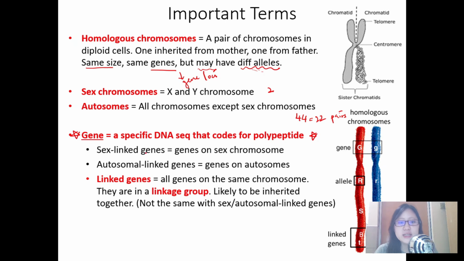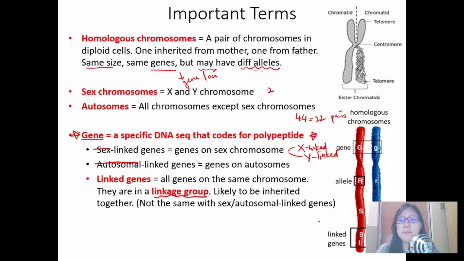Now, when we say a gene is sex-linked, this means that a gene is on the sex chromosome. There are X-linked genes, which means it's on the X chromosome, and there are also Y-linked genes, which means it is on the Y chromosome. There are also autosomal linked genes, which just means that they are genes on autosomes. Now, if I delete the word in front, taking out sex and autosomal, this becomes a different sentence with a different meaning. When I just say linked genes, and I say that these genes are in a linkage group, I mean that all these genes can be found on the same chromosome.